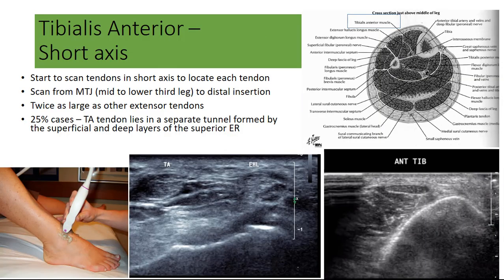The tibialis anterior in short axis is quite big. We've looked at it already. It may or may not sit deep to the extensor retinaculum. And so in 25% of the cases, it lies in a separate tunnel. It may lie superficial or it may lie deep to the extensor retinaculum, particularly the superior extensor retinaculum. So we can see it sitting here. It often sits quite close to the tibia.